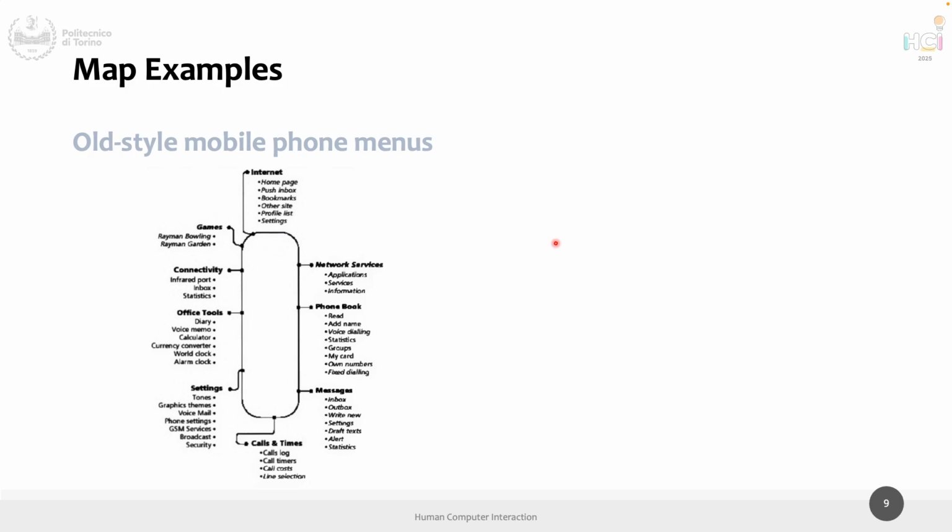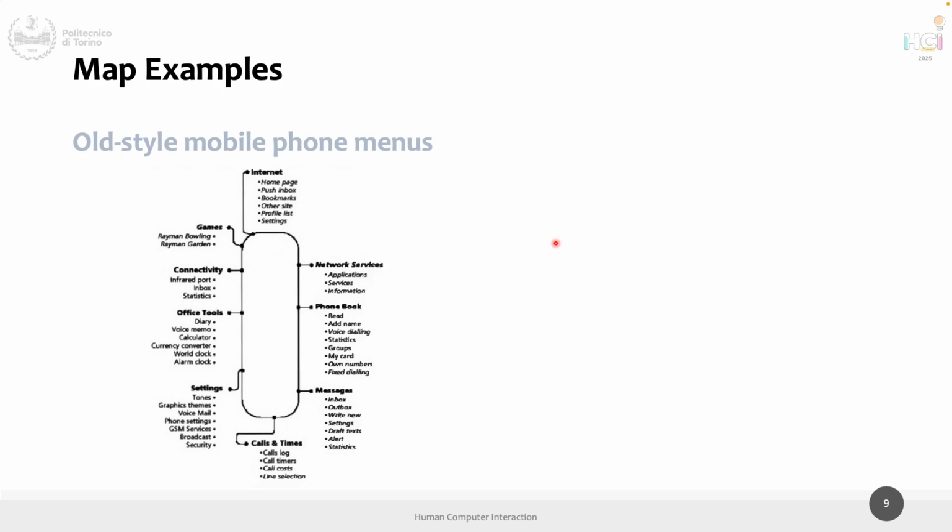So if you go on an old style mobile phone, like the cordless phone that you may have at home, you typically have a circular menu where you start like in, I don't know, phone book, and then you go to settings, and then you press next and go to calls, and then you press next and go to alarm, and then you start again, a loop. This could be a map of how this works.